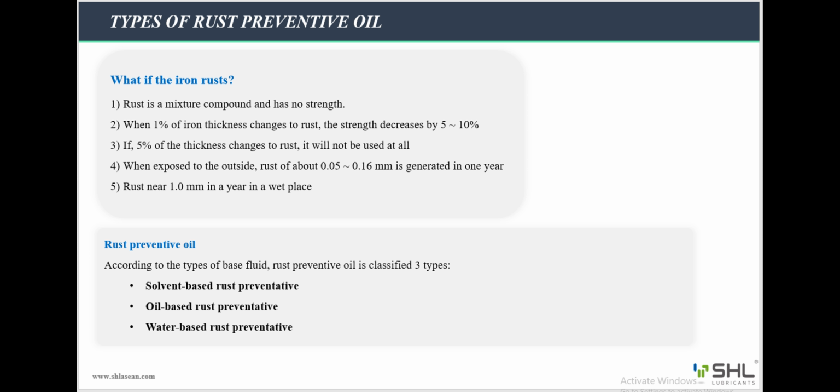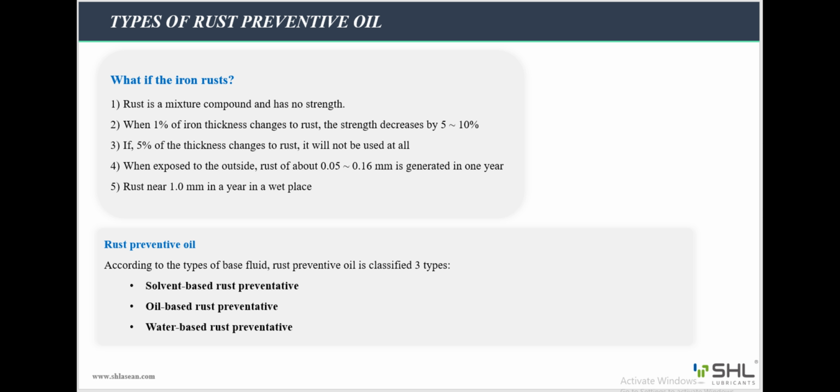Next is about the characteristics of the material when it is rusted. Rust is a degraded metal, a mixture compound that has no strength. When 1% of iron thickness changes to rust, the strength of the material decreases by 5 to 10%. If 5% of the thickness changes to rust, it cannot be used at all. When metal is exposed to the outside, rust of 0.05 to 0.16 mm is generated in 1 year, and 1 mm in a wet place.